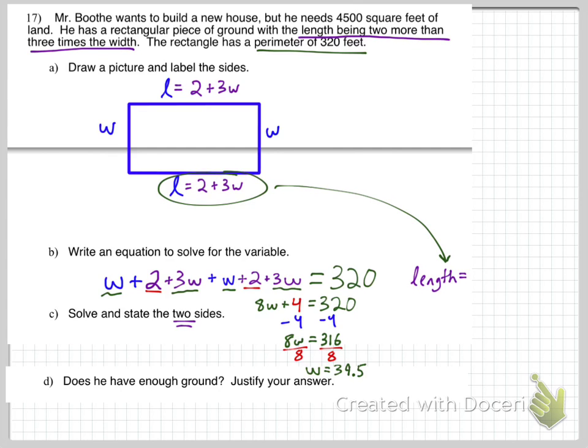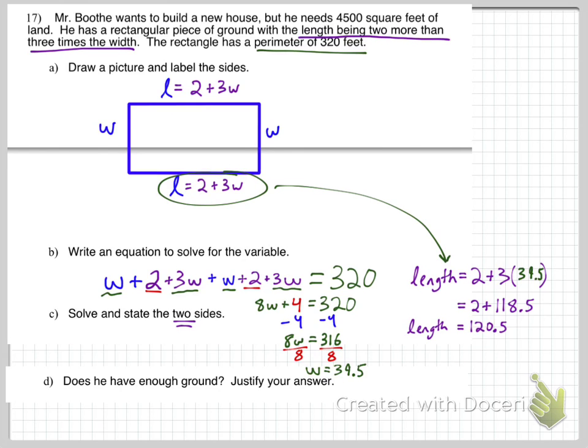So to get length, I'm going to go back up here and remember that length is 2 plus, or 2 more than 3 times the width. So we do 2 plus 3 times, and the width is 39.5. So as long as I follow order of operations, do multiplication first, and then addition, we get length is 120.5.